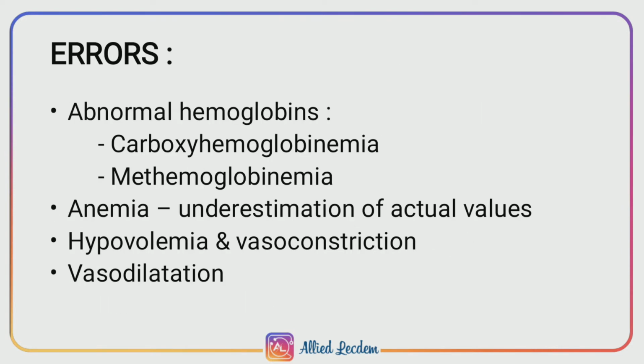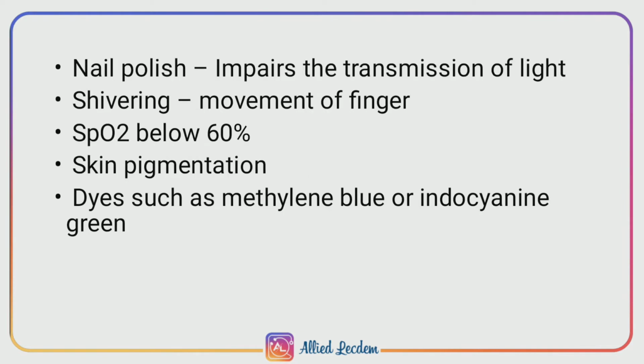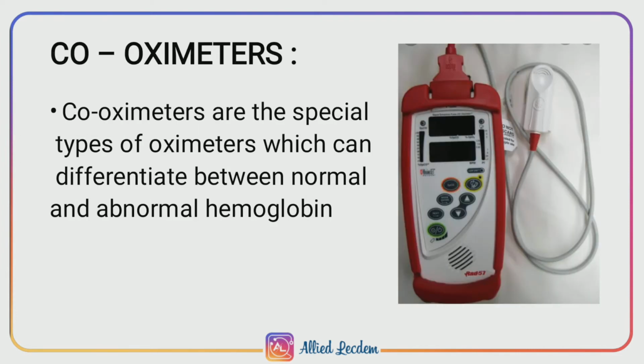Errors. A pulse oximeter can show error in case of abnormal hemoglobins, in case of anemia, hypovolemia and vasoconstriction, vasodilation, nail polish. It impairs the transmission of light, shivering, SpO2 below 60%, skin pigmentation, dye such as methylene blue. Cooximeters. Cooximeters are special types of oximeters which can differentiate between normal and abnormal hemoglobin.